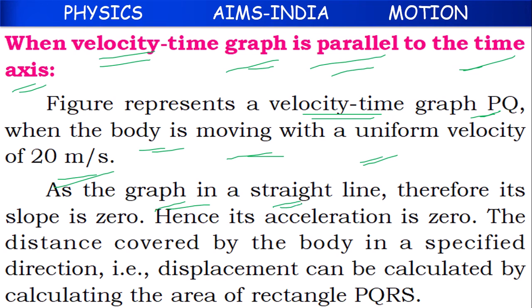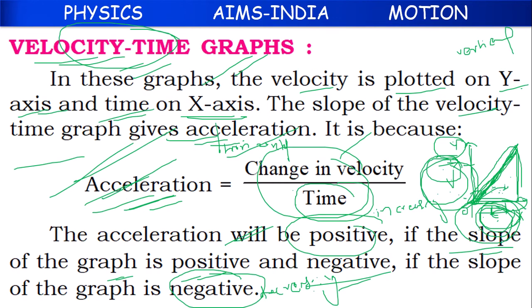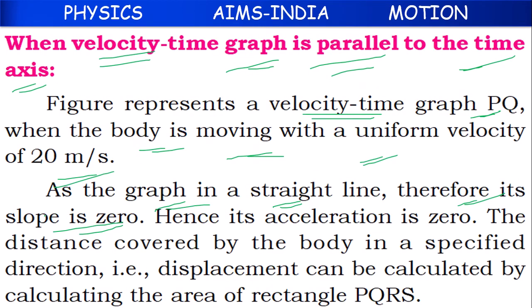As the graph is a straight line, its slope is zero. Slope means change in velocity by time, as we have said, but the change in velocity is zero. In this case, 0 by time is 0. So the slope of the graph will be 0, so acceleration will be 0. There will be no acceleration.